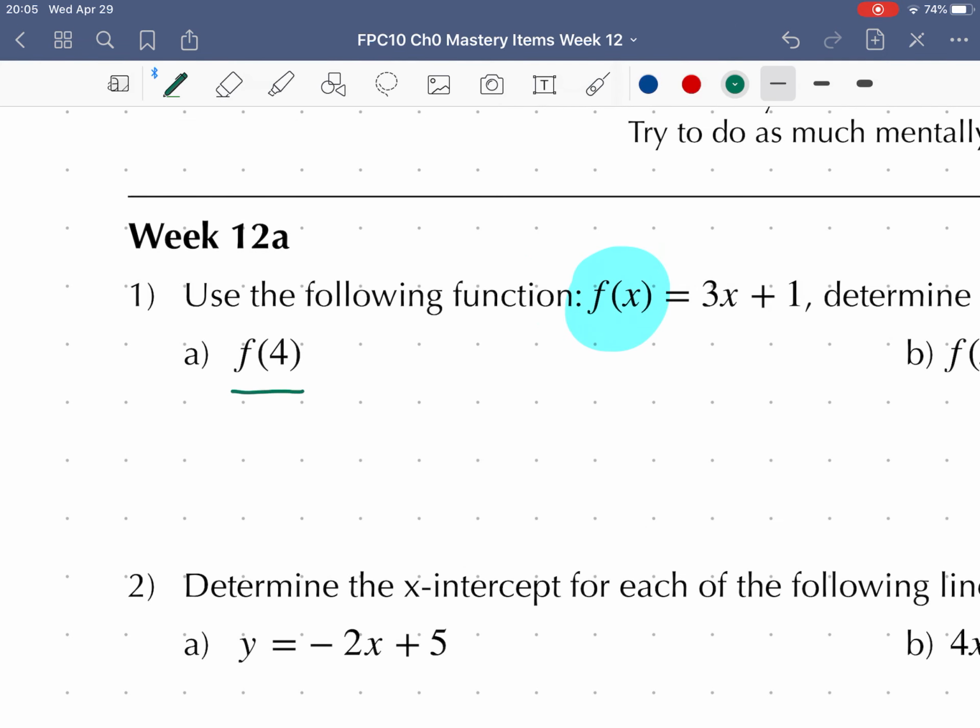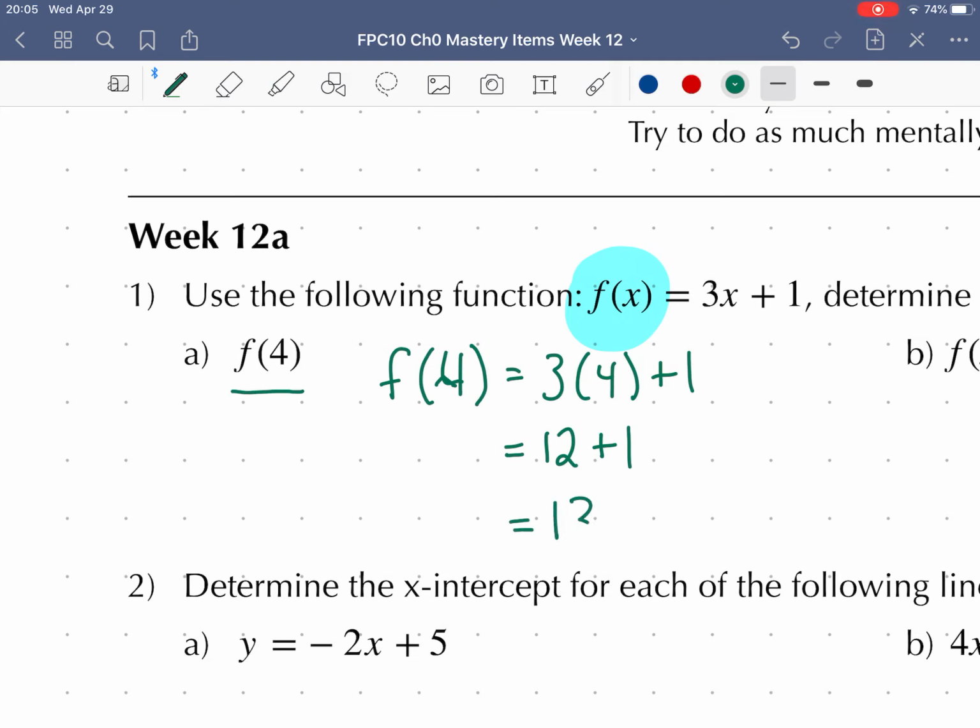So when we do this question right here, all we do is we substitute in 4 for x into our function. So our function evaluated when x is equal to 4 is equal to 3 times 4 plus 1, which is equal to 12 plus 1, which is equal to 13. So our function evaluated at 4 is equal to 13. In this equation, we plug in 4 for x.